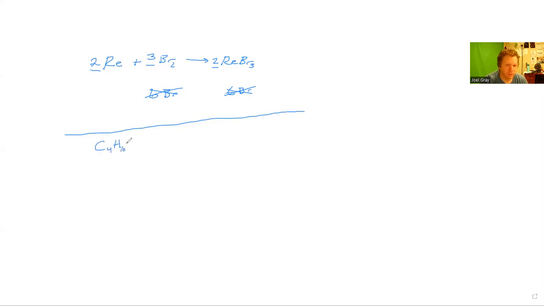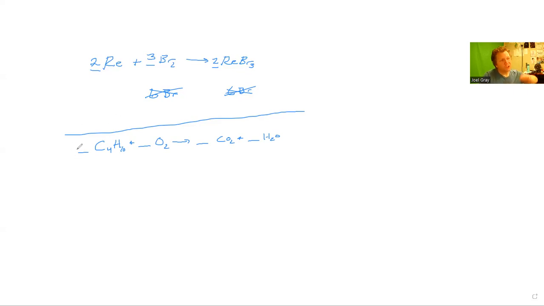H10 plus O2 yields CO2 plus H2O. Now, this is an example of a combustion reaction. Our products are going to be CO2 and H2O.